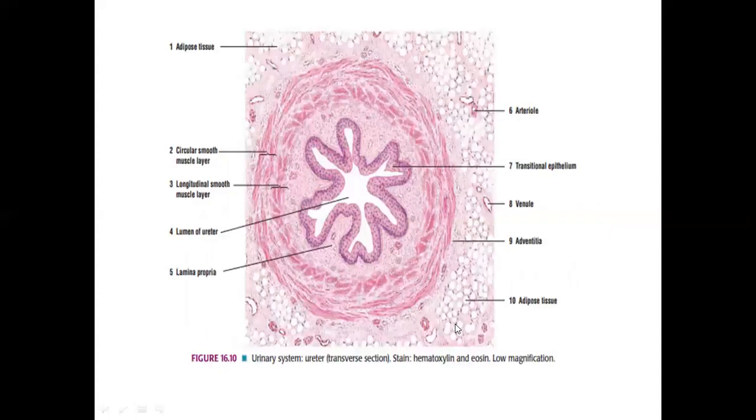Looking at an actual micrograph taken from your book, this is the luminal side. The lining of the wall facing the luminal side is epithelium, which is transitional epithelium. Below the transitional epithelium, this is lamina propria. The part of lamina propria which is towards the epithelium is more fibrous compared to the part which is towards the muscular layer.